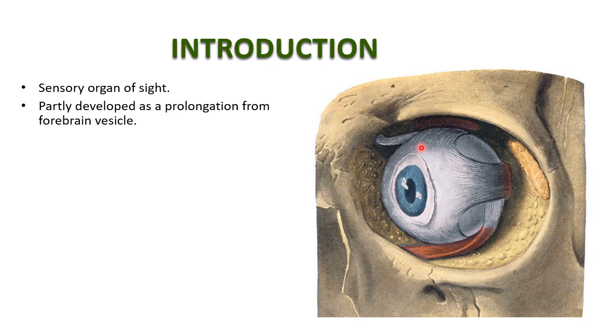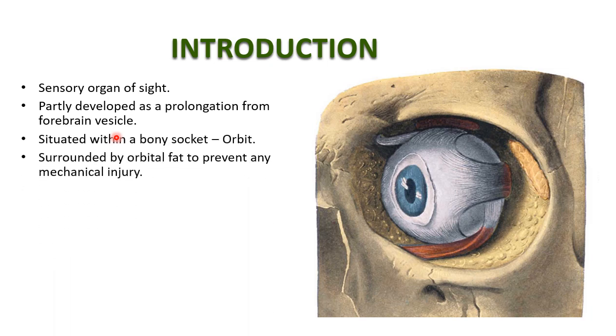A lot of fat, the orbital pad of fat, is present, which gives a cushioning effect to the eyeball, so that during the various movements any mechanical injury is avoided. Developmentally, the optic cup is a prolongation from the forebrain vesicle, and more precisely from the diencephalon. So the eyeball is also considered a moving brain.